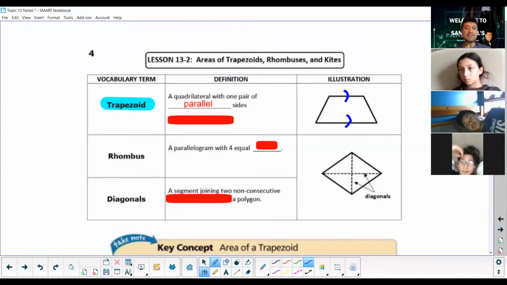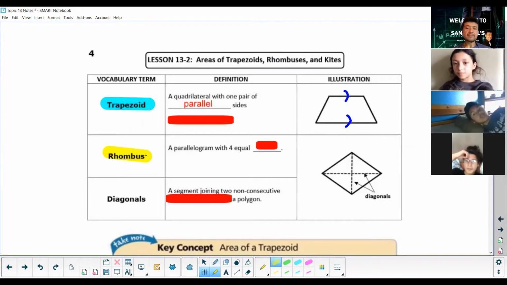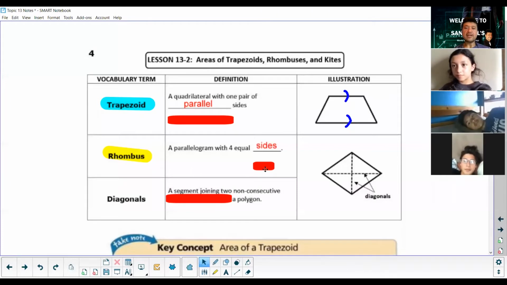Okay, good. Marcus, why don't you go ahead and read the next one, which is a rhombus. A parallelogram with 4 equal sides. Excellent. So can a rhombus be a square? No, only sometimes. Only sometimes, yeah.